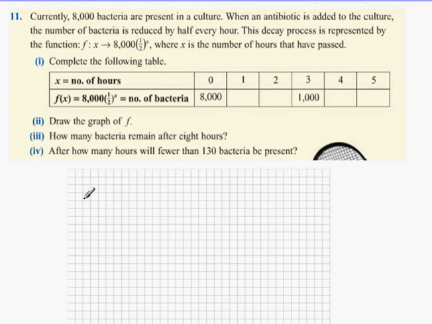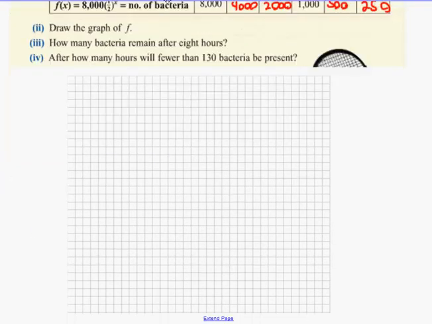Complete the graph. So look, you put it into your calculator. We all know how to do that. So what numbers did we get? 4,000, 2,000, 500 and 250, okay?